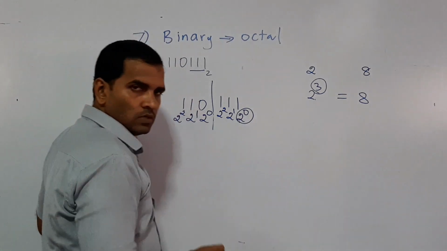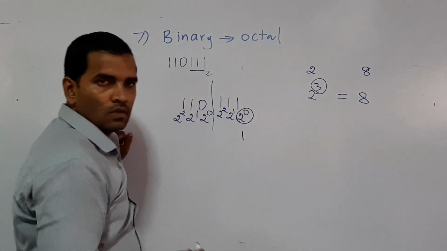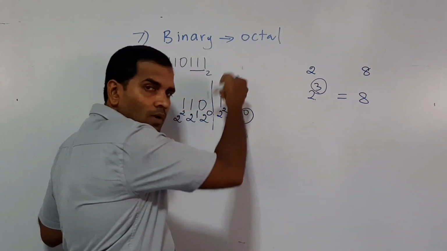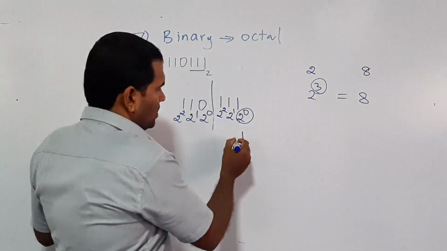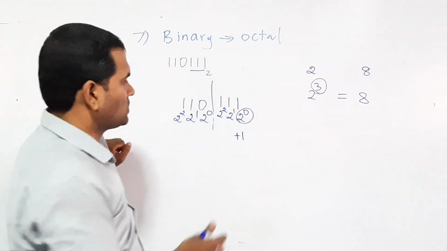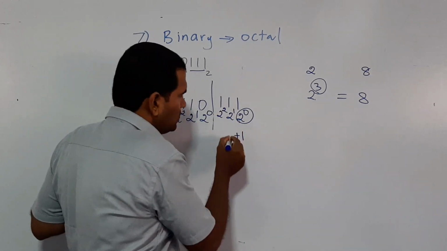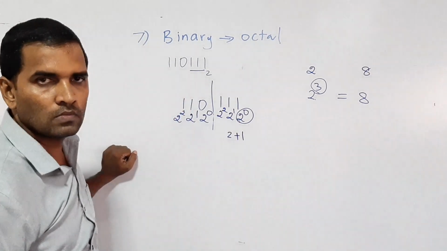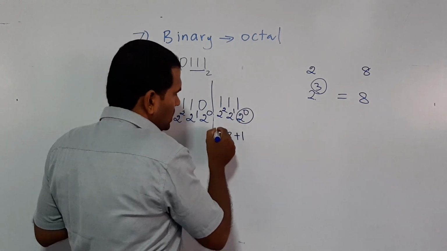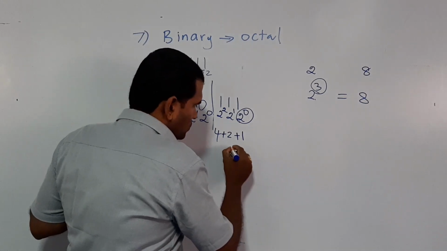Here 2 to the power 0 is 1. Multiply that 1 into 1, so 1 into 1 is 1. Look at the method again: 2 to the power 0 is 1, and you have to multiply with the digit, so it's 1. Plus, you need to add the other numbers. 2 to the power 1 is 2, so 2 multiplied by 1 is 2. Plus 2 to the power 2 is 4, and 4 into 1 is 4. Add all those numbers together: 4, 2, 1 is 7.